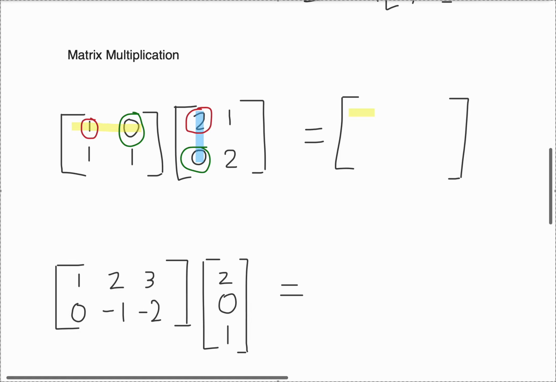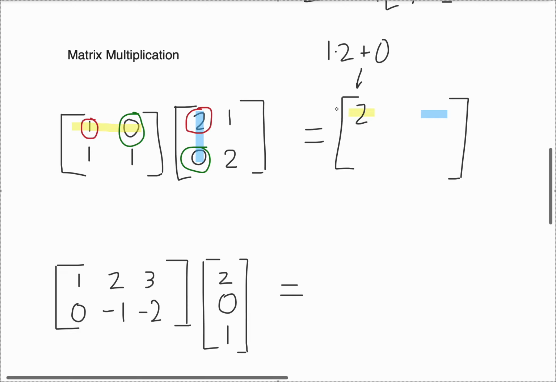So in this case, this first one would be 1 times 2, right? 1 times 2 plus 0 times 0 plus 0. So this would be 1 times 2 is 2 plus 0 is still 2, so this would be 2. Okay, and then we're going to go for the next one.